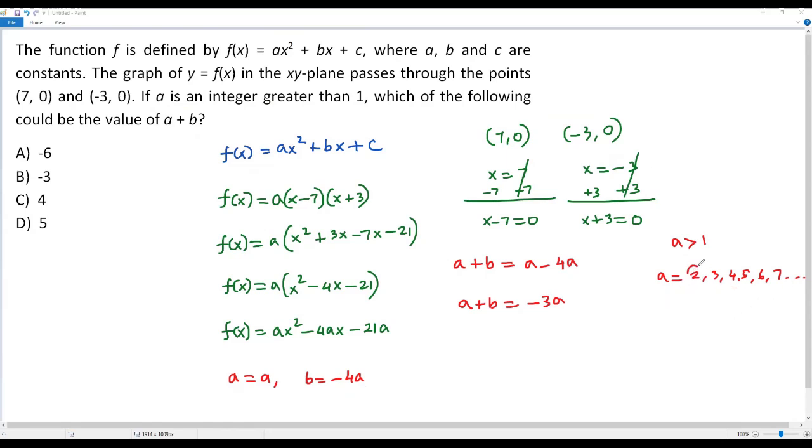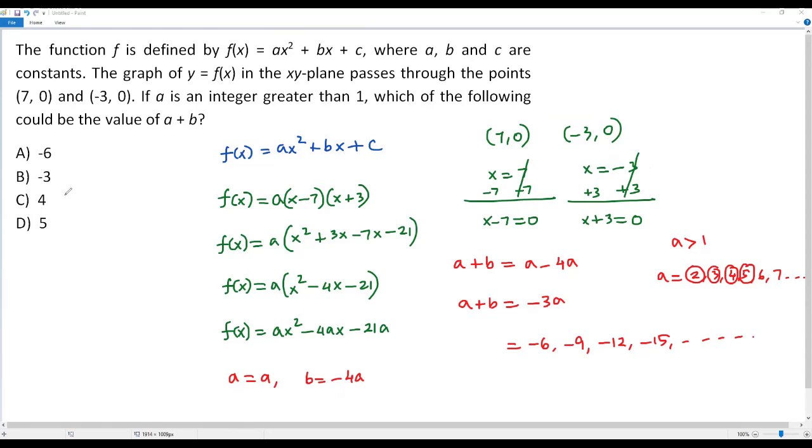Okay, now let me consider the first value, 2, for a. Then we can plug in this 2 for a here. In that case, I am getting negative 3 times 2. That is, I am getting negative 6 as a value for a plus b. If I consider the second value of a, 3, when I plug in this 3 for a, negative 3 times 3 will be negative 9. When I consider the third value of a, 4, and I plug in 4 for a, negative 3 times 4 will be negative 12. When I consider the fourth value of a, 5, and plug in 5 for a, negative 3 times 5 is negative 15. In this way, I can get multiple values for a plus b.